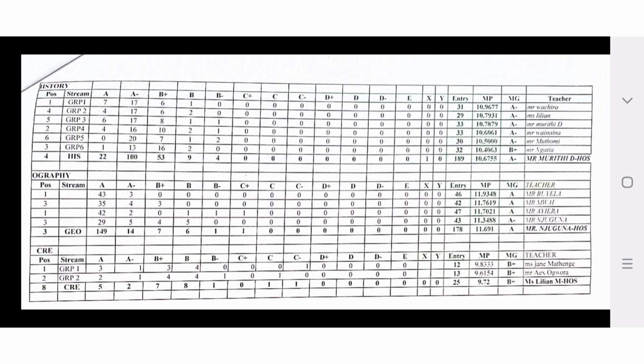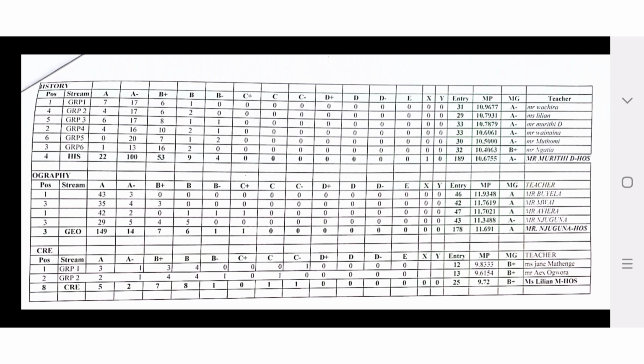All right, here we have the subjects and the grades that these students posted for us. In history, you can see down there that we had a total of 22 A, 100 A minus, 53 B plus, 9 B's, and 4 B minus. So that was their last grade, and they did so well with a mean of 10.6755. So only 189 students sat for history.